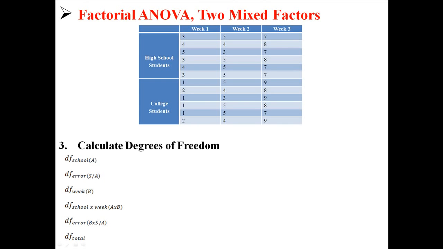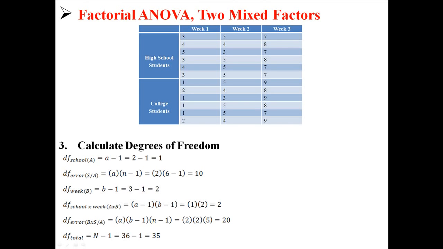So that means we have these 6 degrees of freedom, and we're going to use these equations. You can just study these, they're pretty easy. You just have to know A, B, N. A is 2 because we have 2 A groups, B is 3 because we have 3 weeks, N is 6 because there are 6 participants in each cell. Pretty basic stuff. Everything adds up to 35, so we know that we did it right.